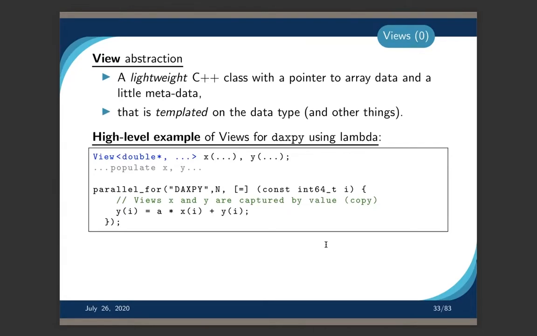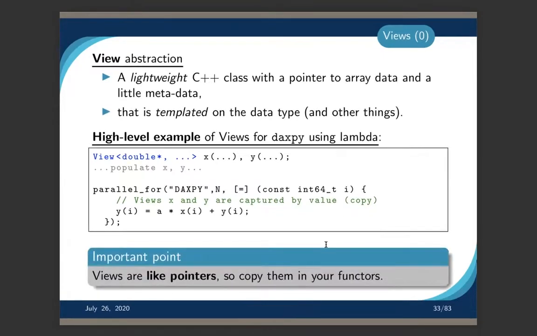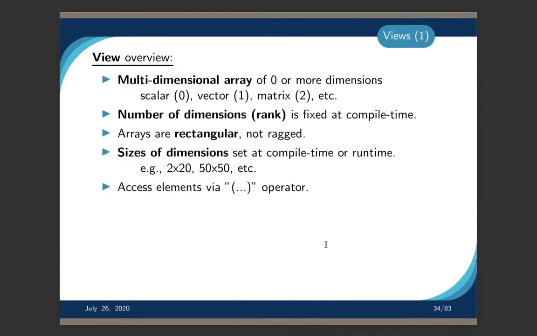So the high-level example here would be, you create these views, and then you just capture them and use them. Now, you see that I can just capture them by value, and the reason I can do that is that views have reference semantics. That's why they are called views. So they essentially work like pointers. And that means you can copy them into your functors. That also means that you don't have to pass them along by reference, in most cases. So what is a view? A view is a multidimensional array.